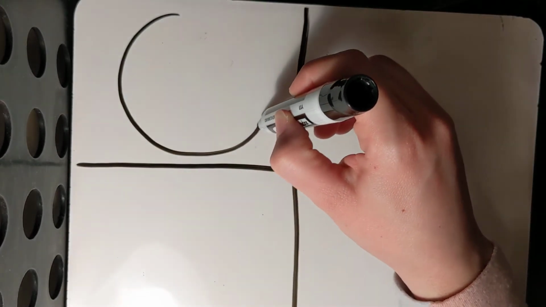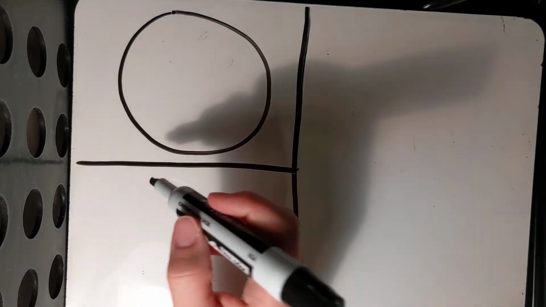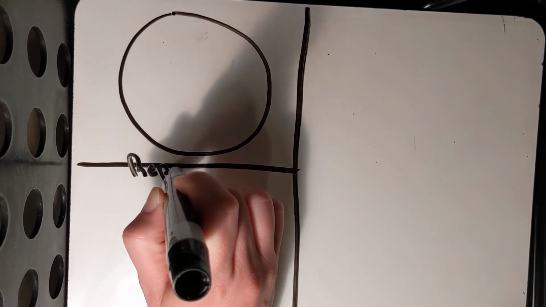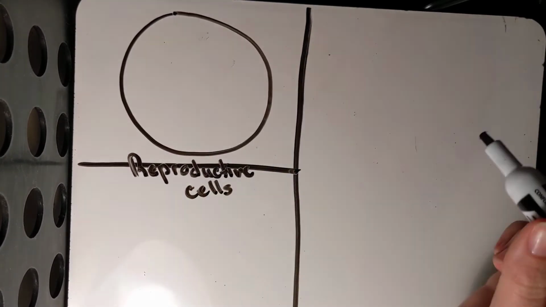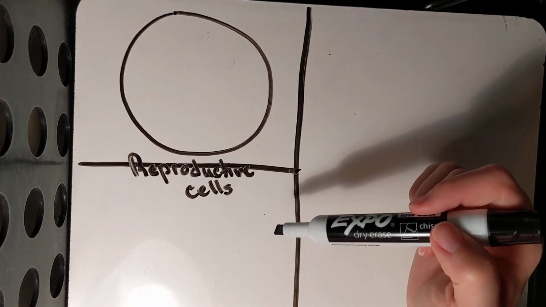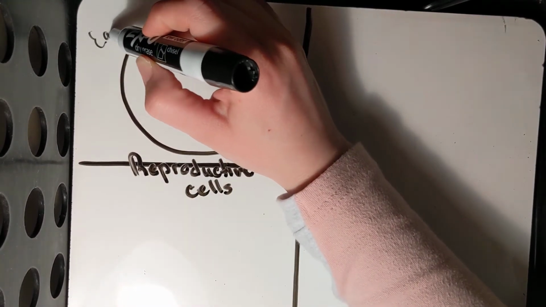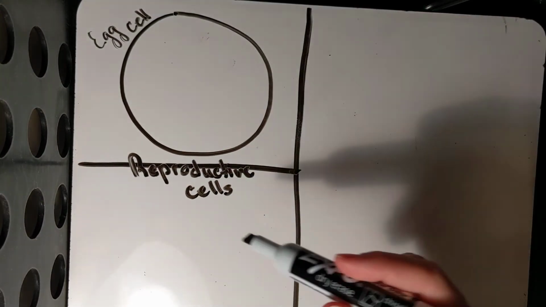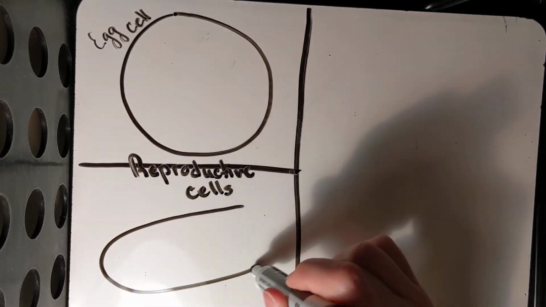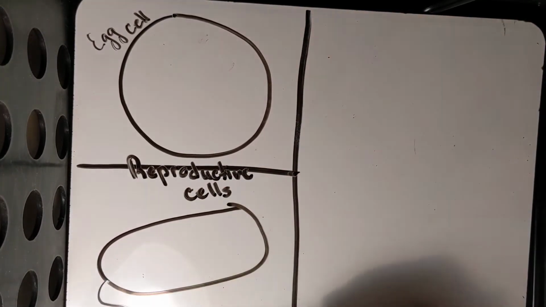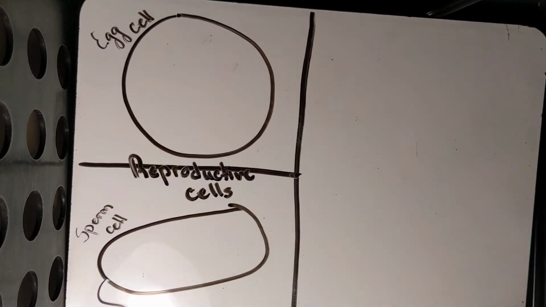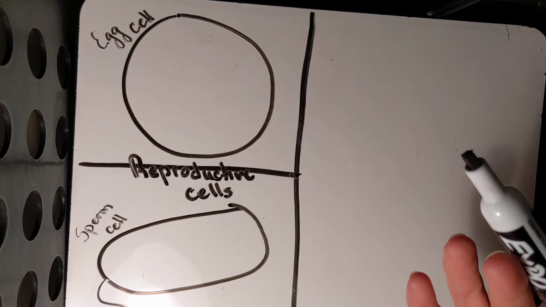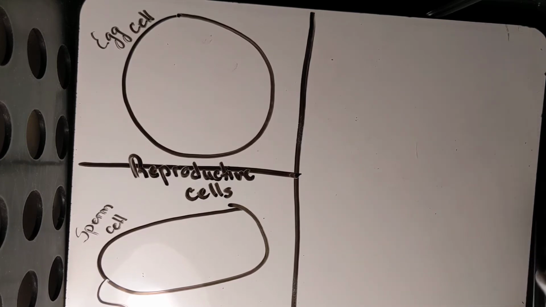over here. These are going to be our reproductive cells over here. So I might even label this reproductive cells. Okay, so these two cells on this side will be our reproductive cells. This one will be our egg cell. And down here I will draw an oval. I'm going to give my oval a tail because this is a sperm cell. So these are the cells that are used to reproduce offspring. Females have the egg cell and males have the sperm cell. But each gender has only one type of reproductive cell.